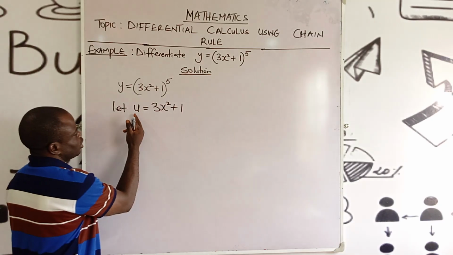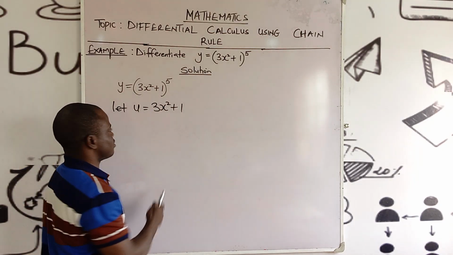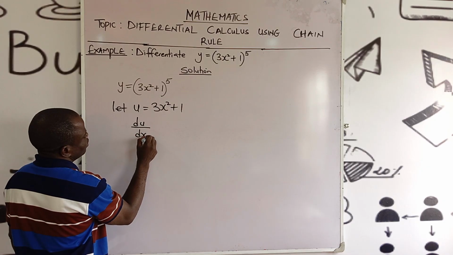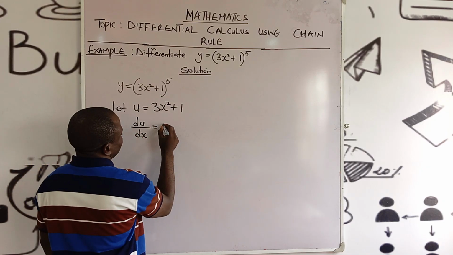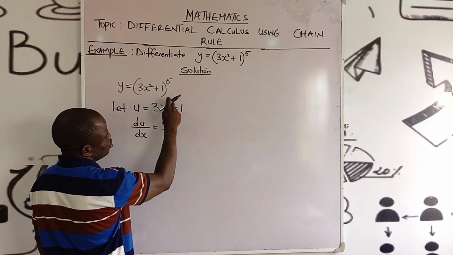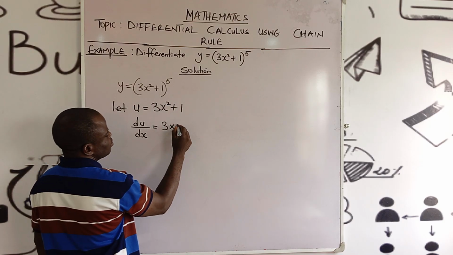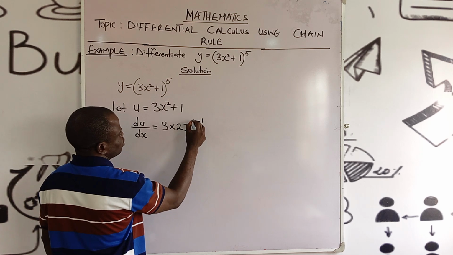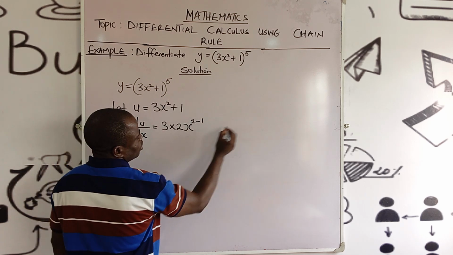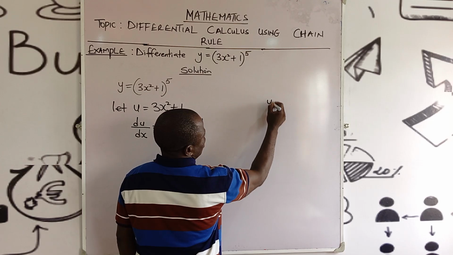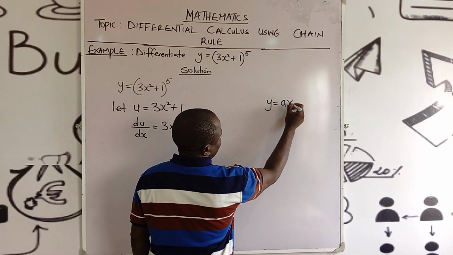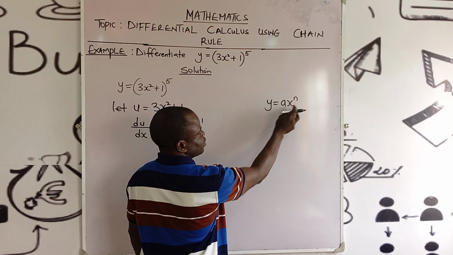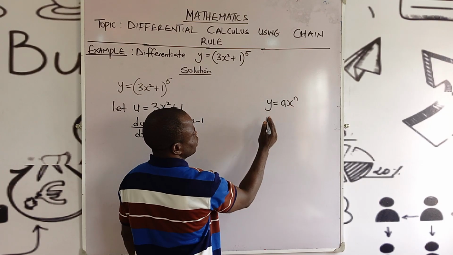I will now differentiate u with respect to x. Now, du over dx equals 3 times 2, which is the power of x. 3 times 2, x raised to power 2 minus 1. Use this formula that says if y equals a x raised to power n, now we want to differentiate y with respect to x. This is the formula we are using.